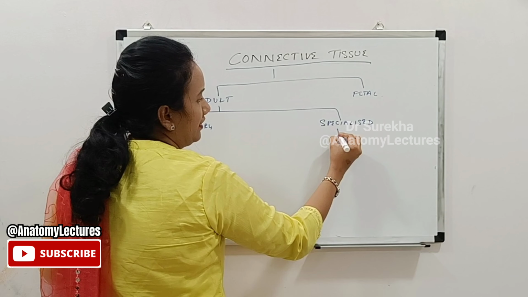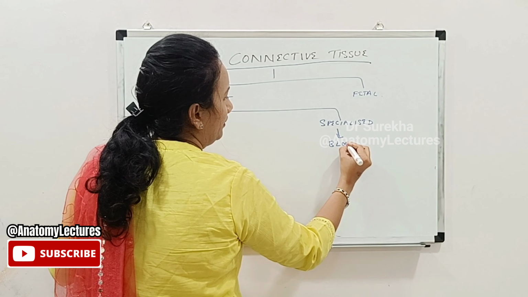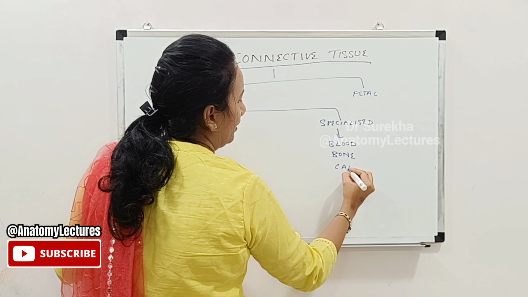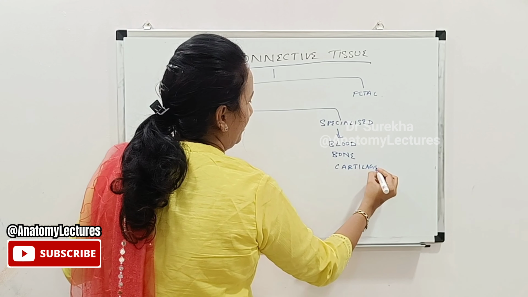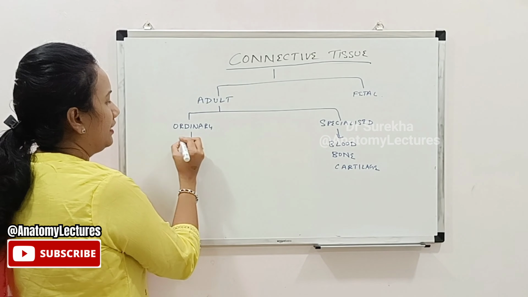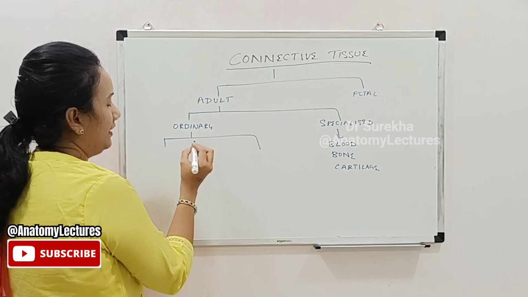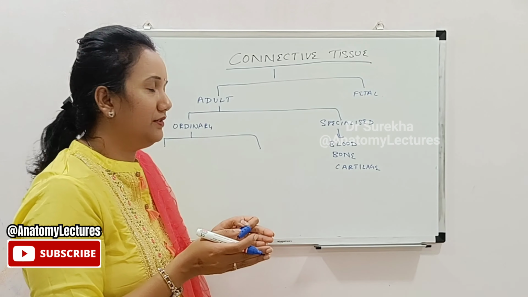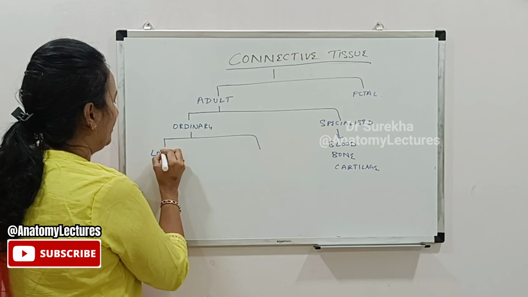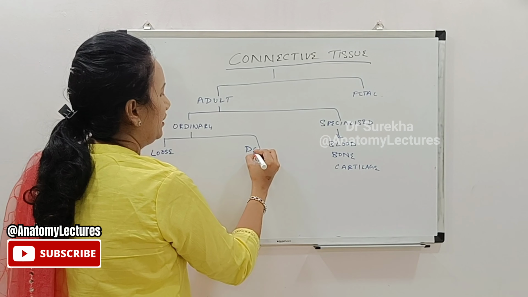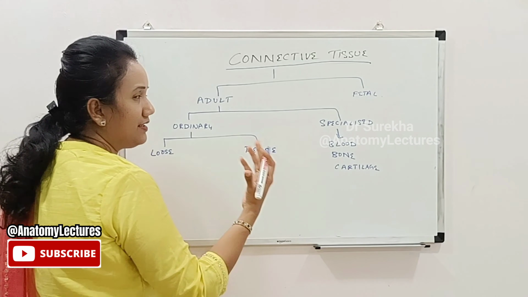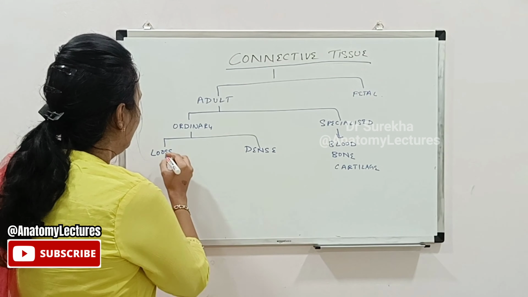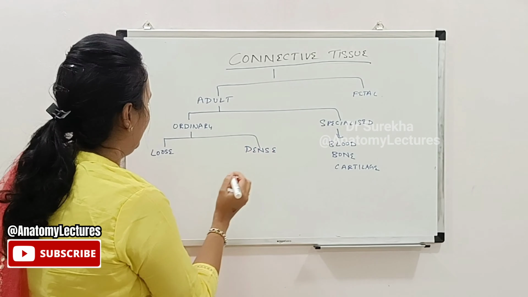So what will come under the specialized connective tissue? We have got the blood, the bone and the cartilage, which will come under this specialized connective tissue. Again, the ordinary connective tissue, basing on their arrangement, whether they are loosely arranged, basing on the number of fibers, is divided into loose connective tissue and dense connective tissue. Dense connective tissue means an abundant number of fibers which are tightly packed. Okay, so loose connective tissue and dense connective tissue.